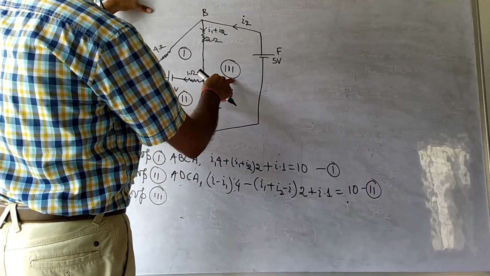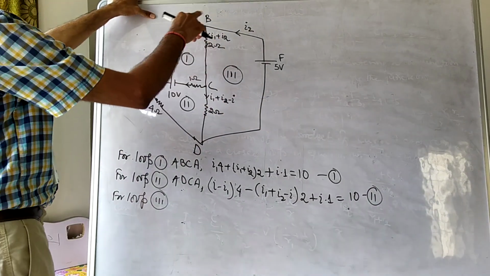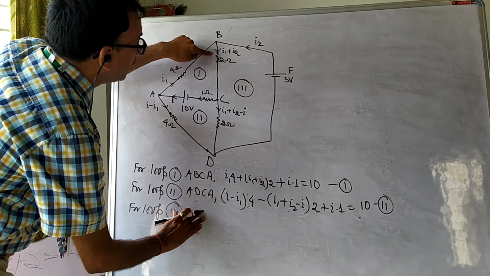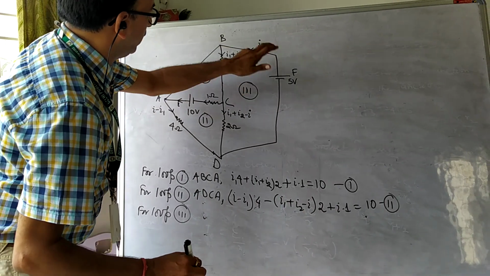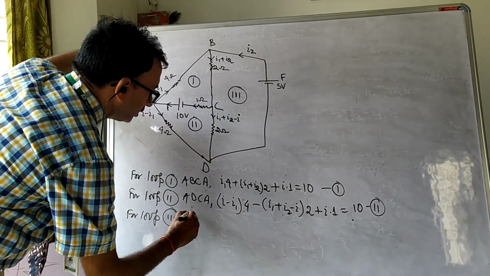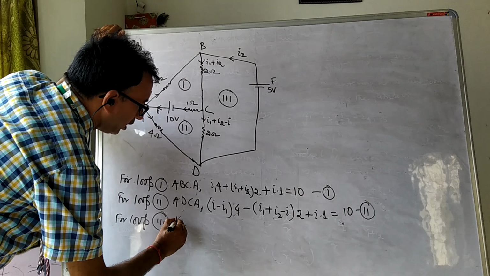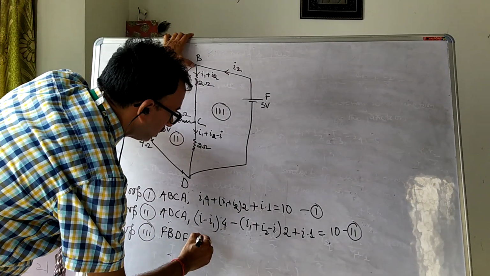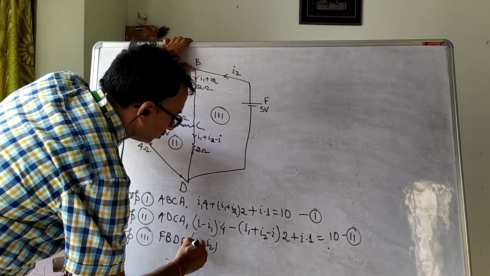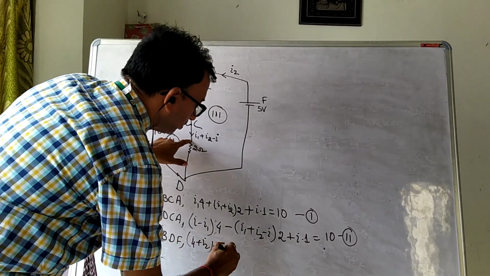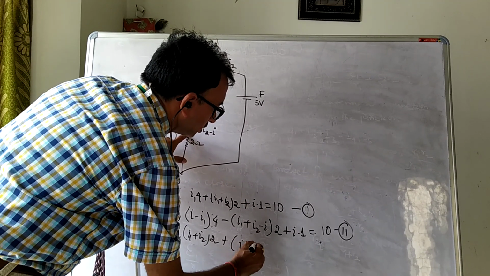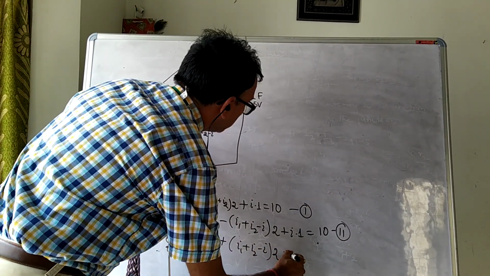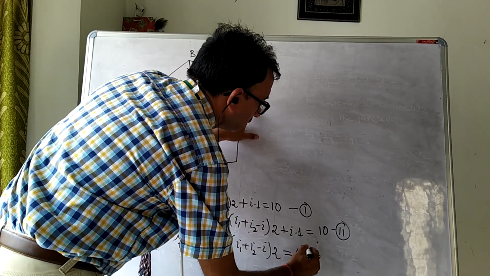Now for loop 3, the third loop. In my third loop, you can see what the expression is. The name of the loop is FBDF. So it is I1 plus I2 into 2 plus I1 plus I2 minus I into 2 equals 5.